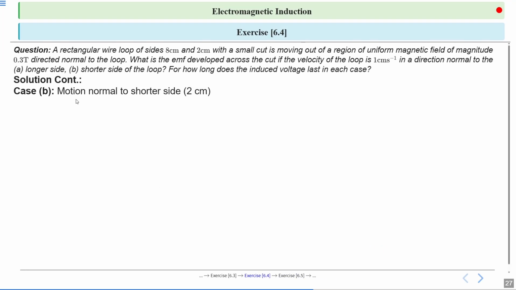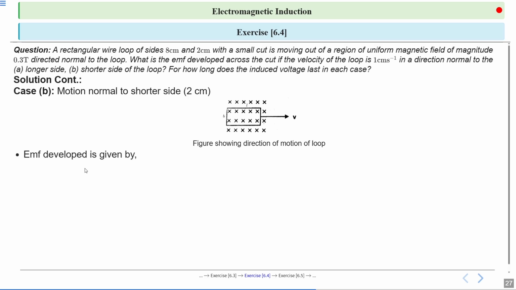Now case B, motion normal to the shorter side. So this is the diagrammatic representation. Now this direction of velocity is normal to the shorter side, that is width. The figure shows the direction of motion of loop. EMF developed is given by epsilon equal to B, now we have to take the value of length which is perpendicular to velocity. Now this B side is perpendicular to velocity, so BLV.